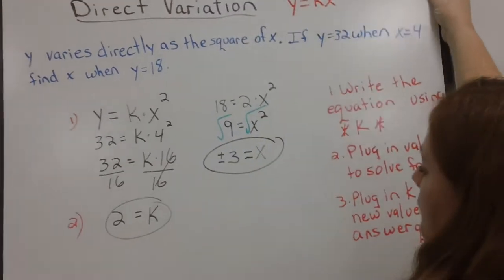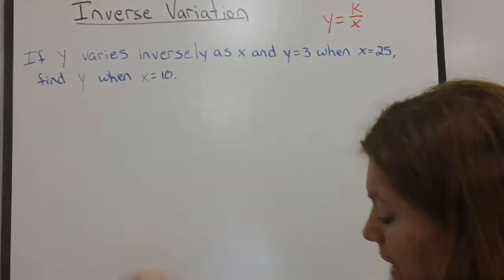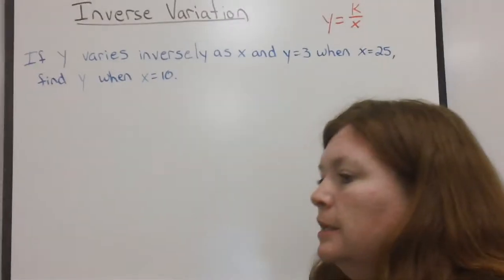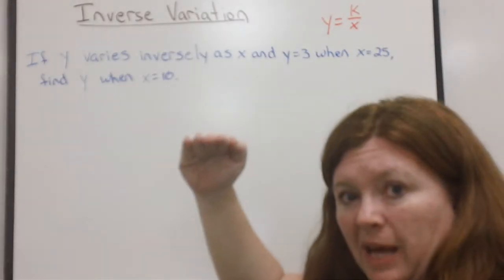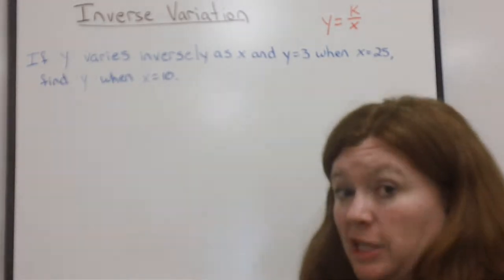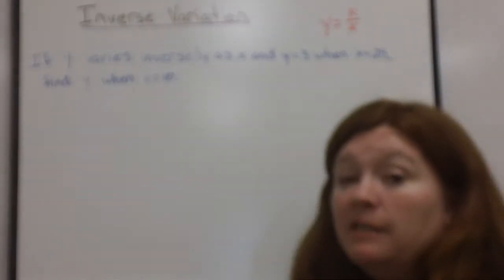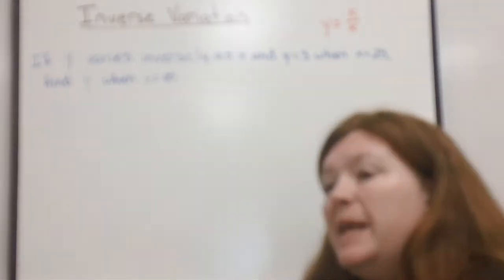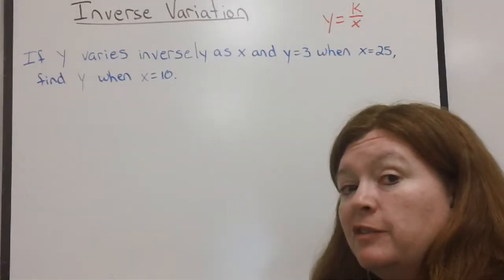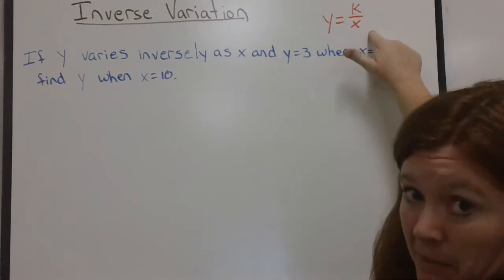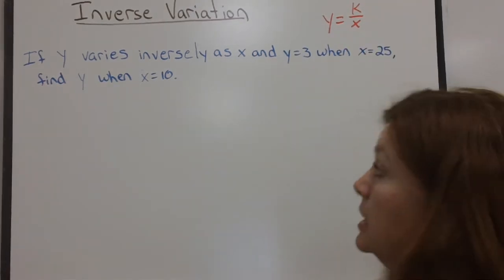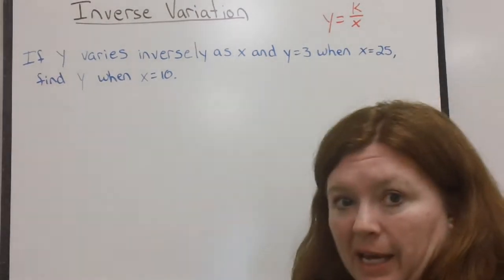Now, that's a direct variation, but like I said earlier, not everything is a direct variation. Sometimes when one value goes up, the other value goes down. They have an inverse relationship. That's why we call it an inverse variation. Your basic equation of an inverse variation is y is equal to some number divided by x instead of times. Inverse means you're going to divide.